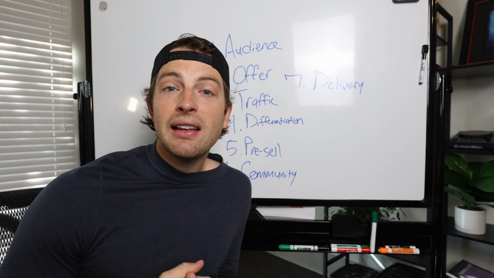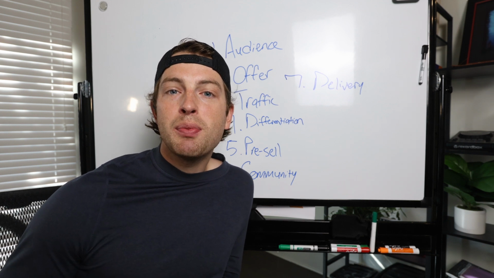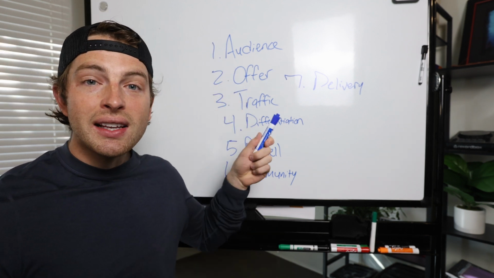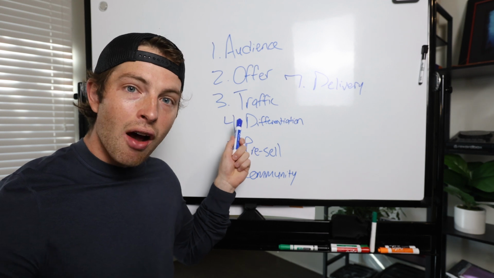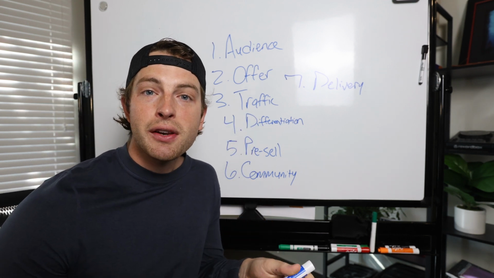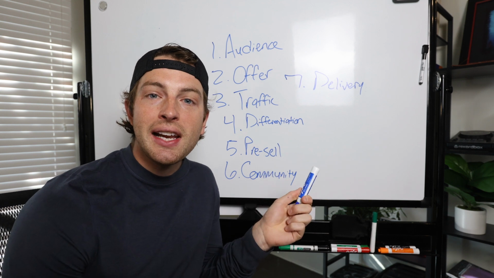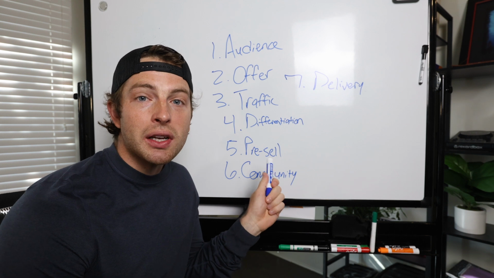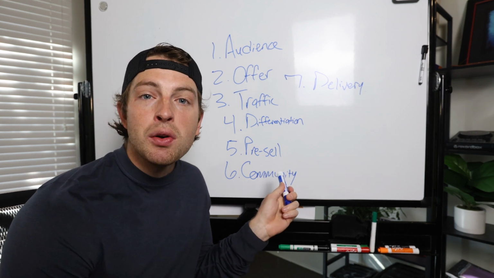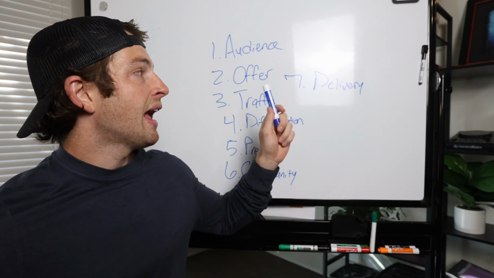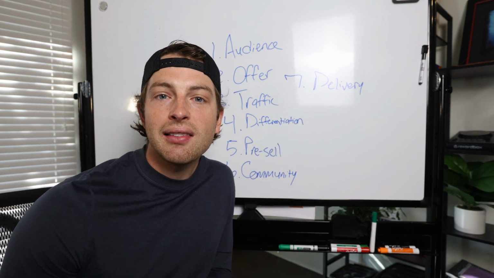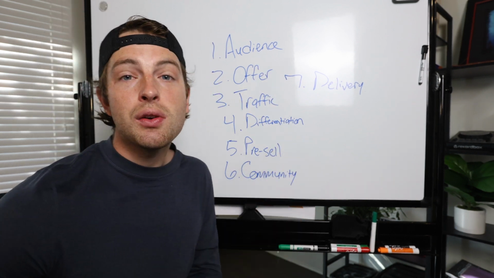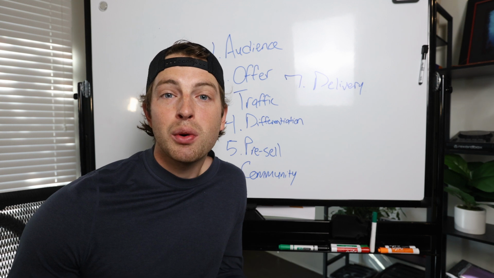So in summary, the 7 steps to build an insanely profitable online course and community is 1, know your audience. 2, create an irresistible offer. 3, get traffic from different sources. 4, differentiate your offer, differentiate your brand, your messaging. 5, pre-sell your community or course. 6, build a community that feels taken care of. And 7, deliver through these highly leveraged delivery mechanisms. So that's it for today. These are the 7 steps that we used to build an insanely profitable course and community.